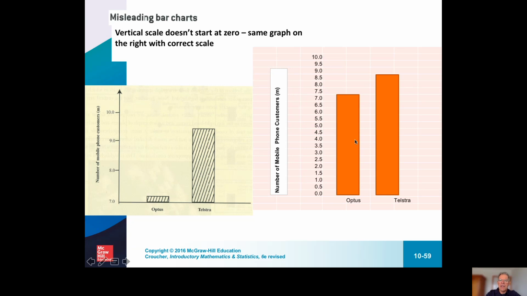Misleading bar charts. This is the same data as this. And the reason is that this scale doesn't go to 0, it only goes to 7. We're really only seeing the top half of this graph. So it makes Telstra look amazing, but when you take it back to 0, yeah, they're still better. I'm not saying that this is current information, by the way, it's probably moved on since then, but they're better, but certainly not like that.